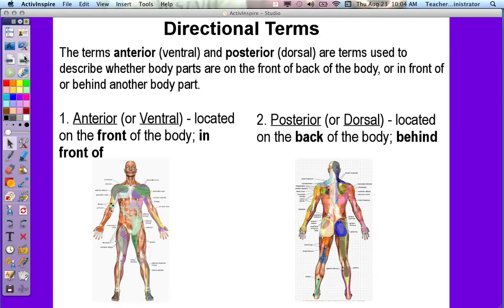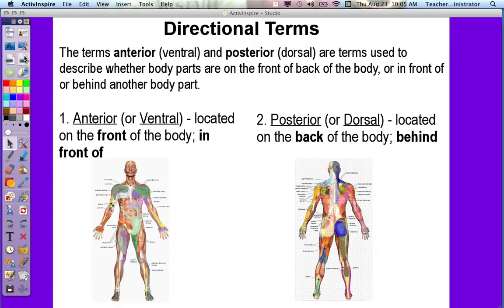Okay, we have several sets of terms. They usually come in pairs, and they are opposing terms. So one will mean one thing, and the next term means the exact opposite. So the first 2 terms are anterior and posterior. Anterior is synonymous with ventral, and posterior is synonymous with dorsal. So you'll get to choose which terms you want to learn.